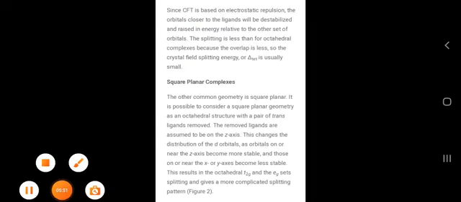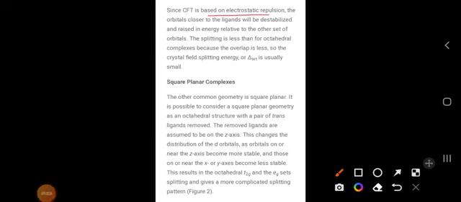Now coming to here, it mainly depends on crystal field theory, electrostatic repulsion. So the orbitals closer to the ligands will be destabilized and will have more energy. In the same way, for tetrahedral complexes the overlapping is less compared to octahedral complexes, so that's why the splitting is very small. So this is about the tetrahedral complex. It is just the opposite of the octahedral complexes.